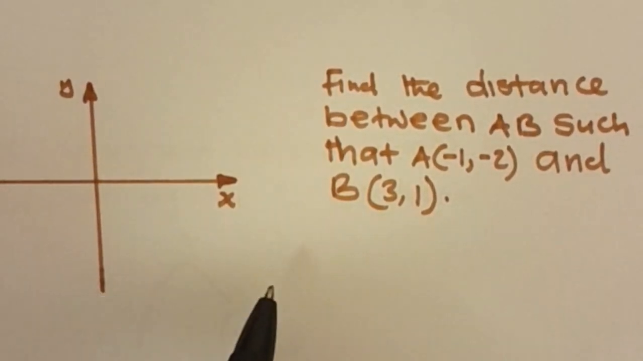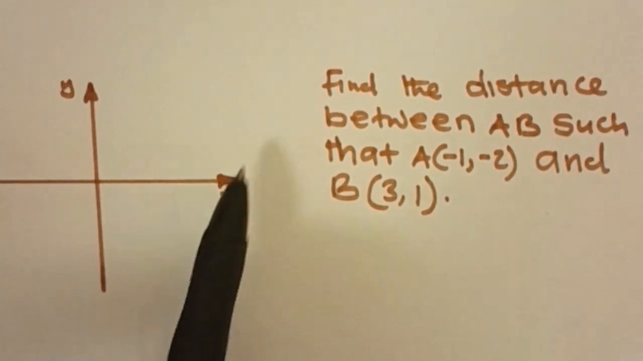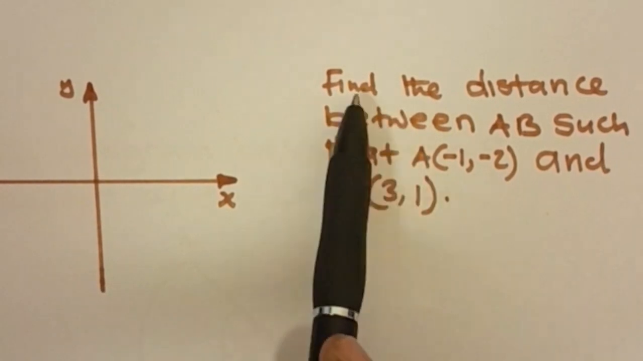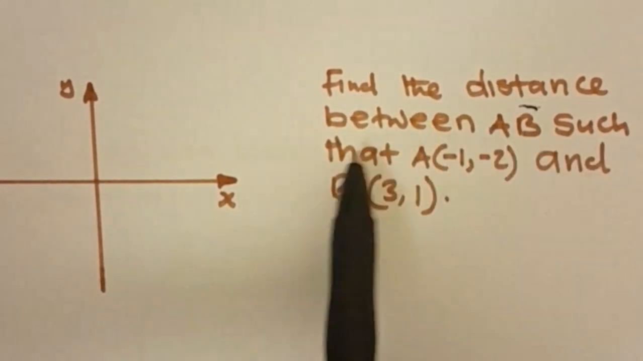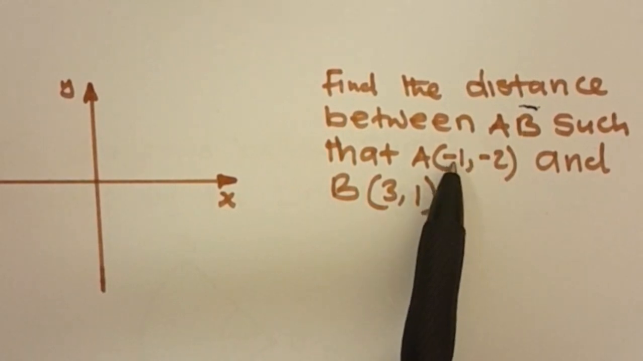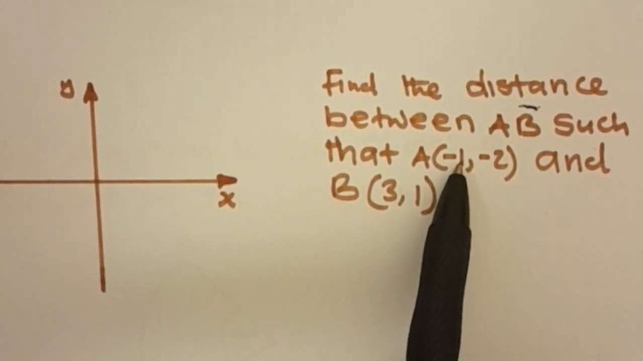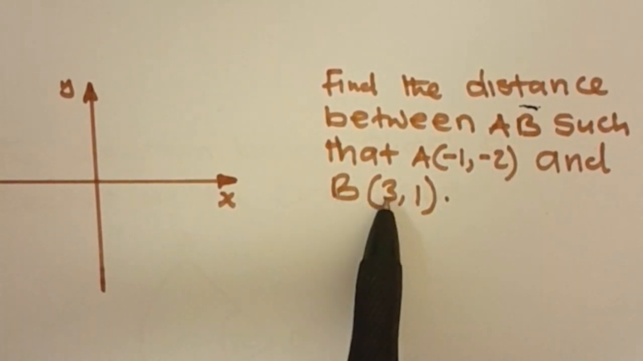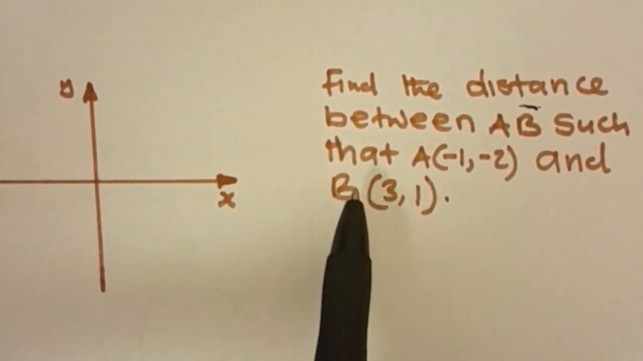Okay, in the last video, we looked at how to find the missing coordinates given the midpoint and one of the points. But in this video, we are going to look at how to find the distance between 2 points. So we have this example. Find the distance between AB such that A has the coordinates -1, 2, and B has the coordinates 3, 1.